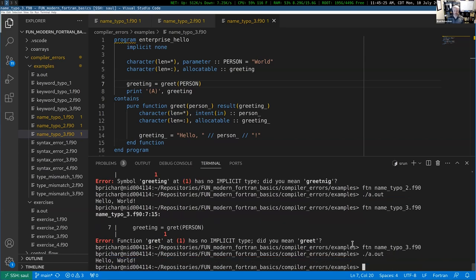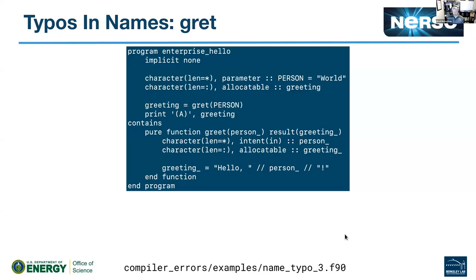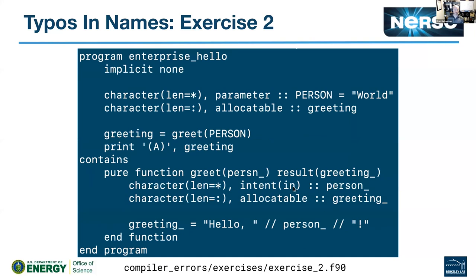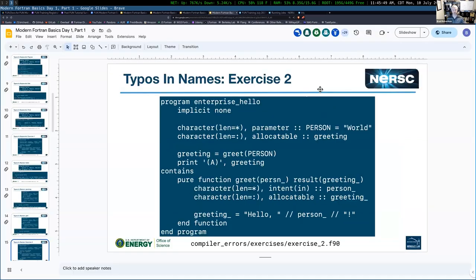So, time for another exercise. Exercise two has a typo in a programmer defined name somewhere. Give it to the compiler, see if you can figure out where the typo is. Give everybody a few minutes to work on that, and I will go take a look at some of the questions.